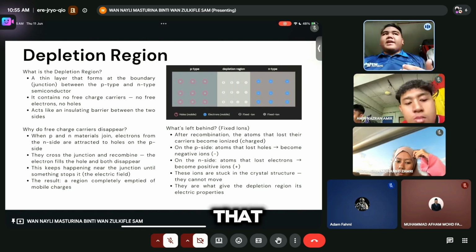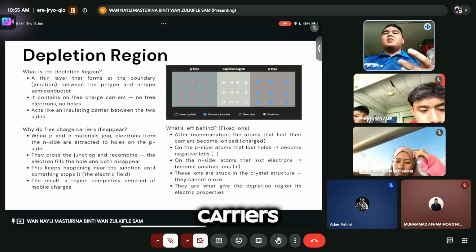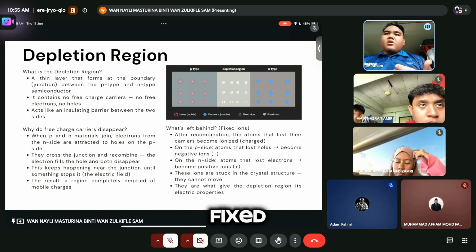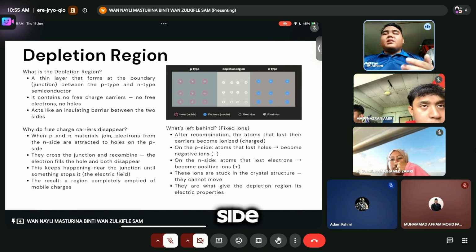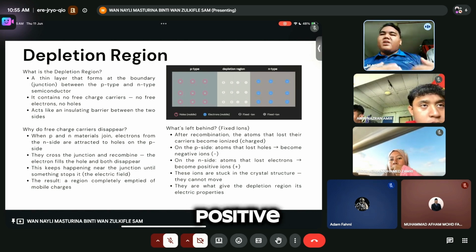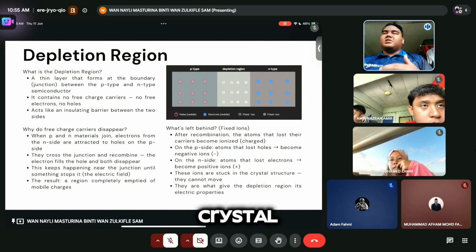The atoms that lost their carriers become fixed ions. They carry a charge but cannot move. On the P side, we get negative ions, and on the N side, we get positive ions locked in place in the crystal structure.